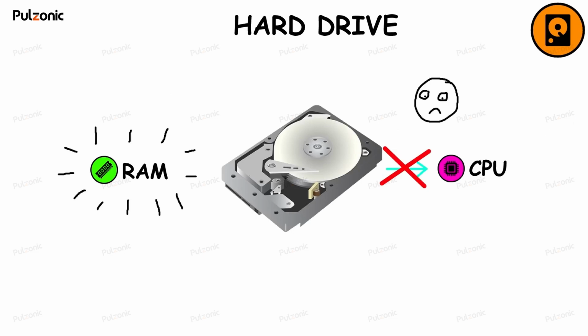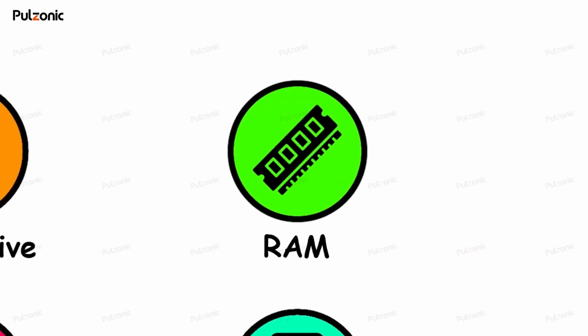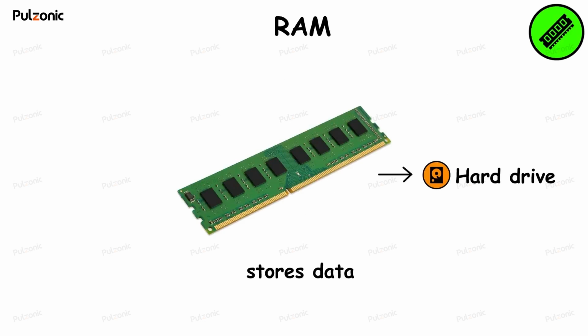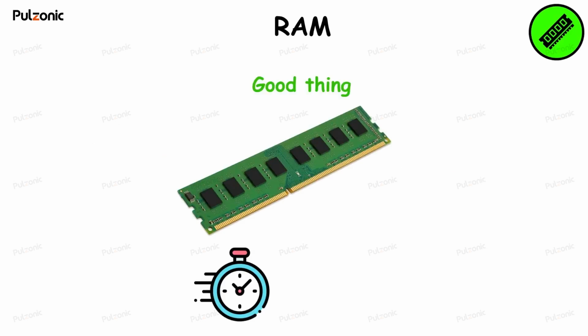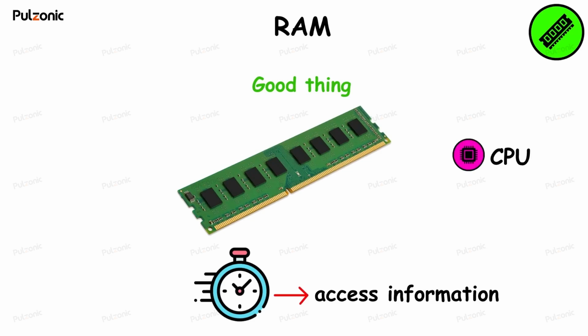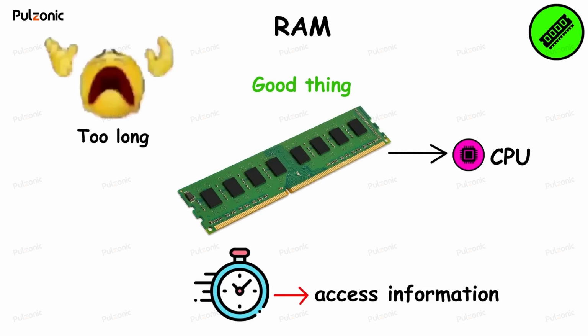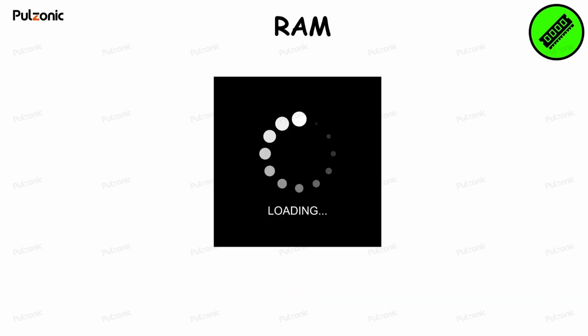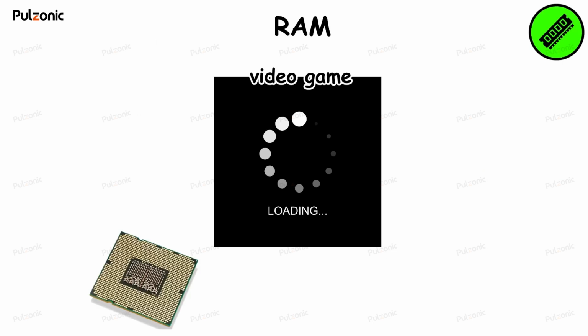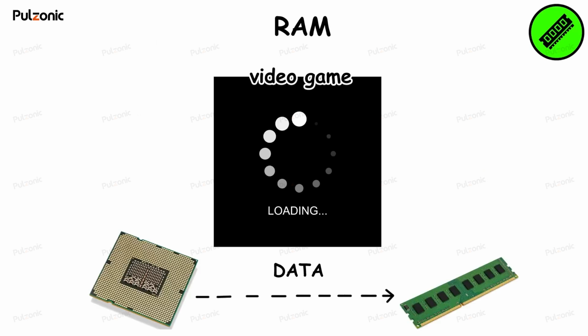To avoid this problem, we use the RAM. The RAM stores data, just like the hard drive, but with much less space available. The good thing about the RAM is how fast it can access information, making it useful to quickly communicate to the CPU the information that would take too long for the hard drive to access. Every time you see a loading screen in a video game, it's because the CPU is taking the needed data from the hard drive to the RAM, so it can access it much more quickly when you're playing.